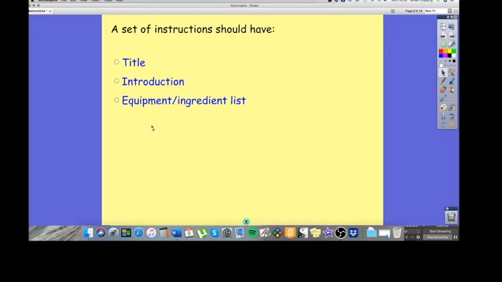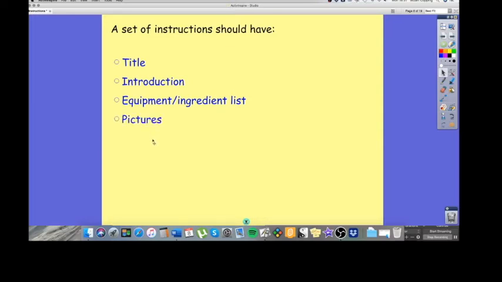If you are making a bit of furniture, you're going to need a list of all the things that are included in the pack so that you know what you've got. If you're making a Lego model, you need to have a list of the pieces that you're going to need for each one. If you're making a chocolate brownie, you're going to need to know what ingredients you need. So you need this list. And it's not just about ingredients, it's about equipment as well.